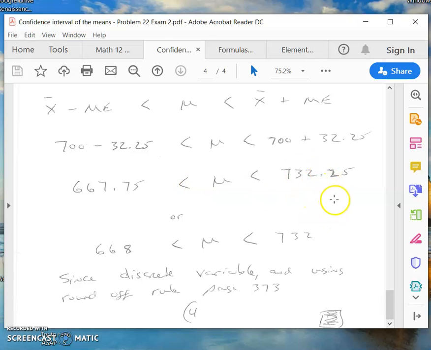But we're talking about mosquitoes, right? You can't have 0.25 of a mosquito. So you have to round everything off. So it's 732 over here, 668 over here. They're discrete variables. It's the number of mosquitoes. And we're going to use the round off rule that actually is on page 373 if you want to look at it.